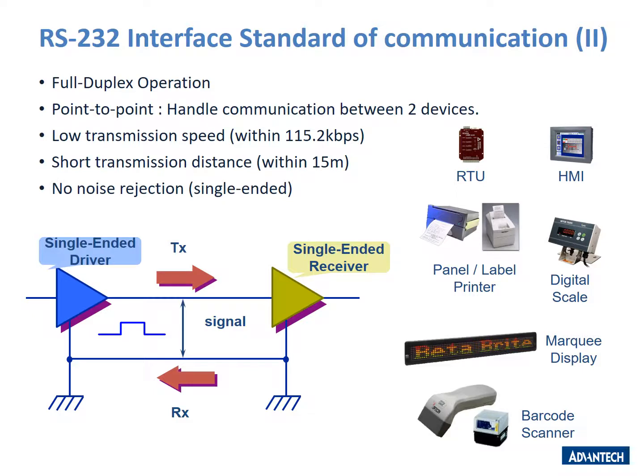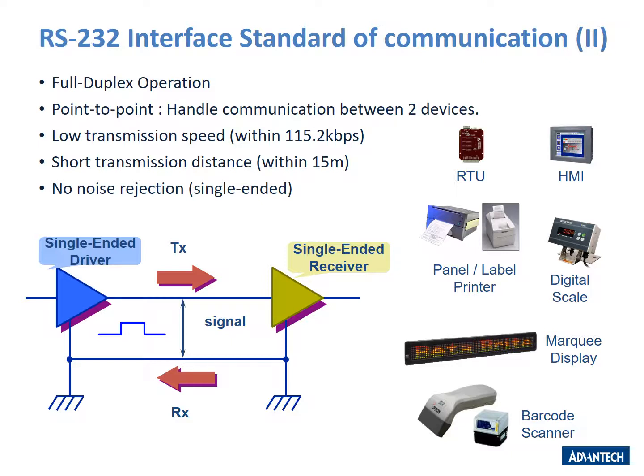The features of RS-232 standard are: it supports full duplex operation. The data can travel in both directions simultaneously, but it can only handle the communication between two devices. It provides a low transmission speed up to 115.2 kbps with a short transmission distance up to 15 meters. Over this distance it will become hard to distinguish if the signal is high or low. It does not have noise rejection. Since it uses single-ended wiring, the ground is always connected, so it may be attracted by noise and decay the signal over a long distance.